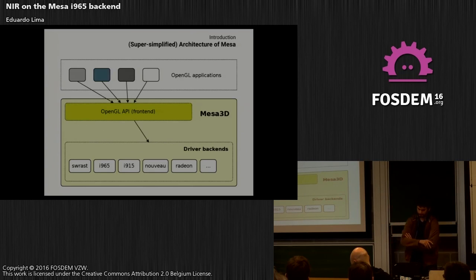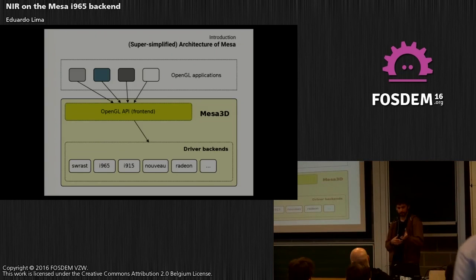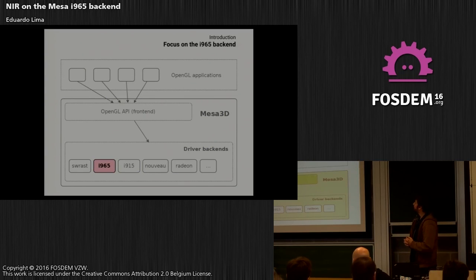So this is the super simplified architecture of Mesa, the picture that is interesting for the presentation. We have the OpenGL applications on top. They talk to the front end layer in Mesa, which is the OpenGL API. This layer is a common layer that does validation of the input, all sorts of validations of the arguments against the profile and the extensions that are available, and also some preprocessing: it allocates textures, buffers, and does all sorts of stuff in the user space.